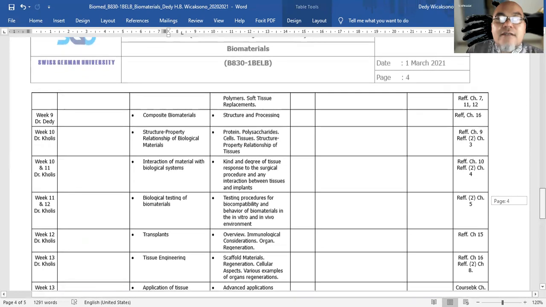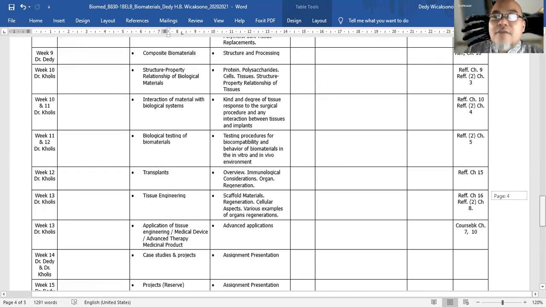Starting week 10, it will be Pak Kholis' turn to teach you structure property relationship of biological material, interaction of material with biological system, biological testing of biomaterial, transplant. This is using either from the same person or from a different person, or from different species. Transplant, the immunological consideration, organ regeneration.